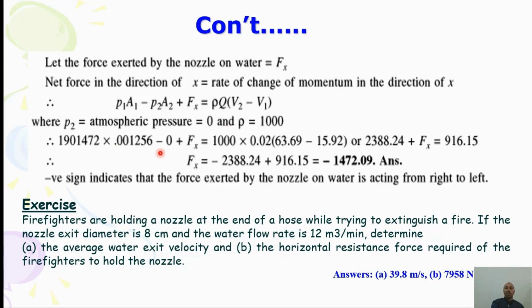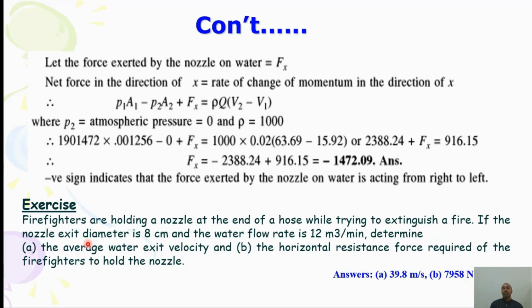Then finally, you can arrive at Fx. Fx is negative 1472.09 Newton. So this is the answer. Negative sign indicates that the force exerted by the nozzle of water is acting from right to the left. So it is opposing to the flow direction. So as exercise, please do this one.